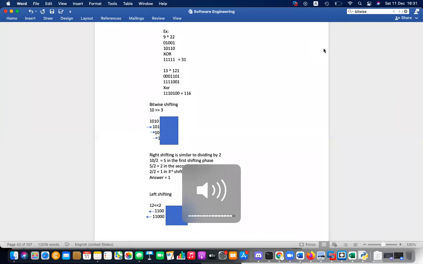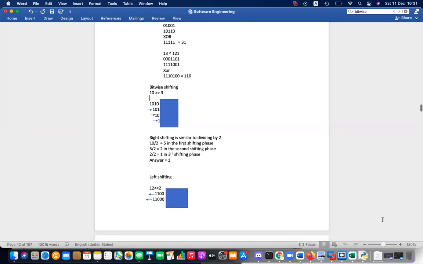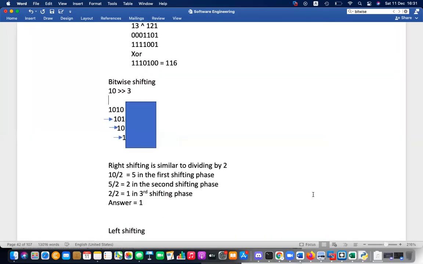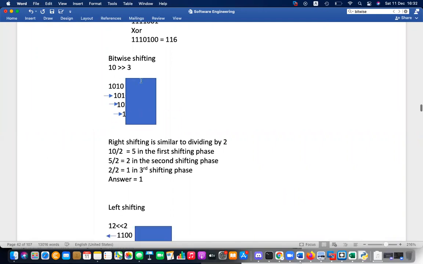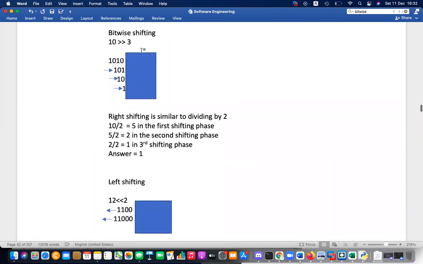Right, shifting. Shifting is easy. When it comes to shifting, you can take a piece of paper. Let's say this is bitwise shifting, and this is right shifting. Take a piece of paper and write 1010. 1010 in binary is 10.